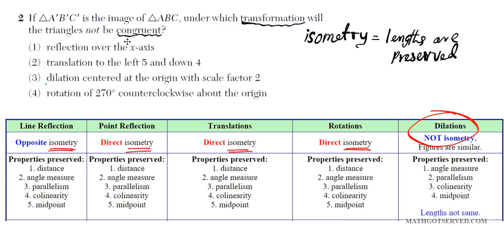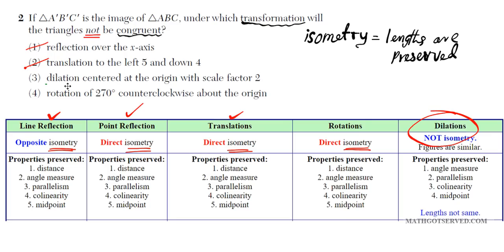Reflection is an isometry, so will they be congruent? Yes. So this is not the answer. Remember, the problem is asking for which transformation is not congruent, in other words, is not an isometry. Translation is just a shift. It doesn't change the size. Translation is an isometry, as you can see here. And we already did reflection.